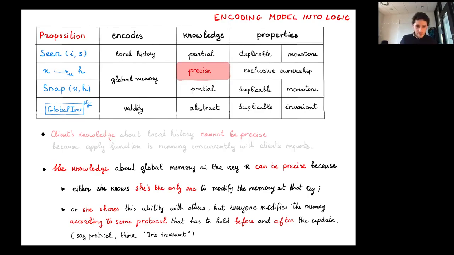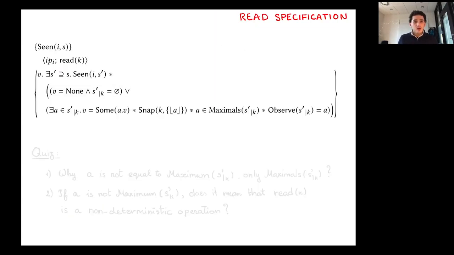Now, with this predicate, we can finally state the specifications for read and write. Let's do this. For the read operation, we assume that the client has observed a subset S of the local history of replica I. Then, after execution, the client gets back the Seen predicate for some S prime bigger than S. The set S prime can be bigger because during the execution of the read operation, some apply events may have happened in parallel to the read.